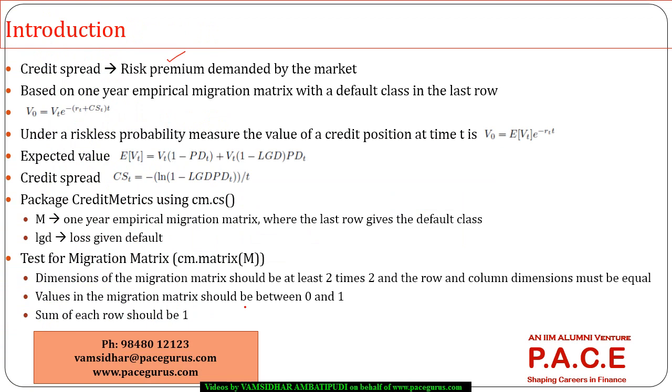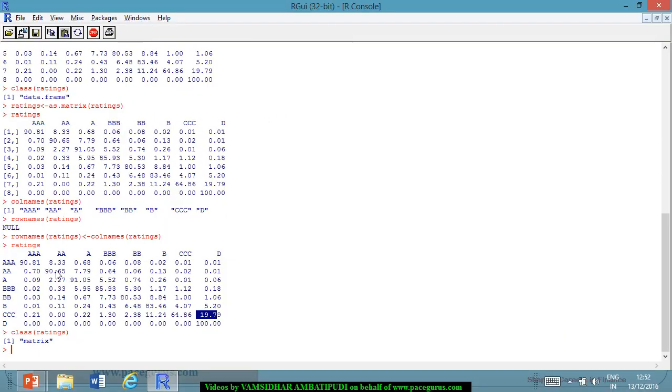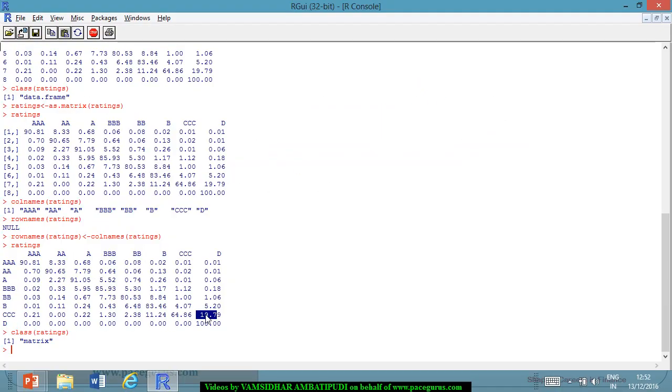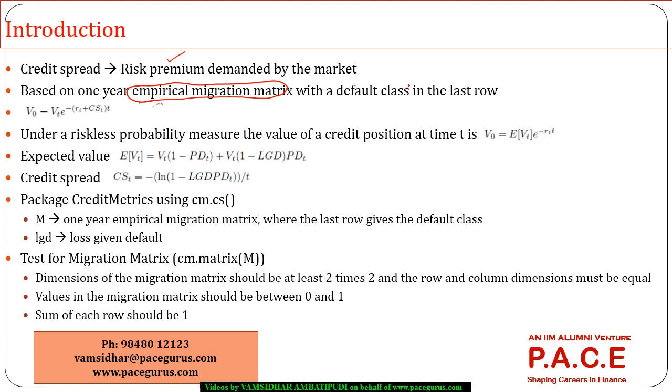Now this is what I am talking about. If I am supposed to lend to these firms, I need to charge a premium. I cannot lend to them at the risk-free rate of return. I should charge them a premium. So when I am using the model here, I am taking this empirical migration matrix as an input. We have seen that it tells me, for each of the credit ratings, what is the probability of default, and the last row is the default. So this is the typical input I should give.